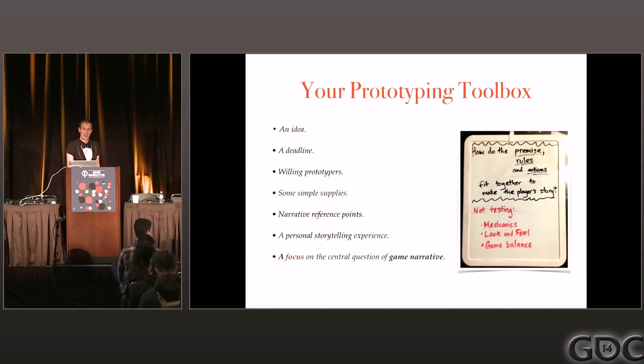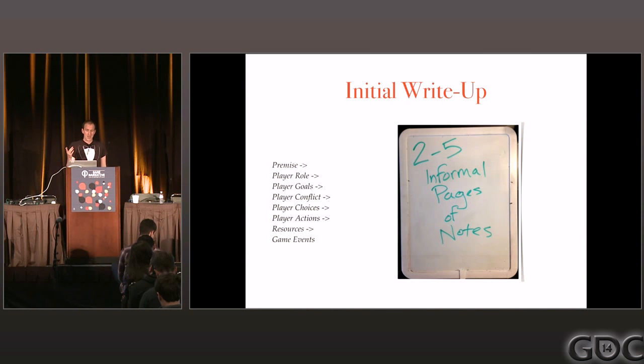So once you have that all ready, basically, my first step is an initial write-up. I lay out the narrative elements of my game. These can be notes. They can be totally informal. They only have to make sense to you. And I'll go through these pieces in the order that I like to use, because this is the order that makes sense to me. First of all, the premise.